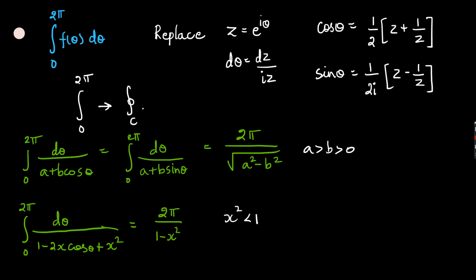Okay, so next, that is the basic one which you can use for closed contour and open contour. And for this second type of integral, 0 to 2 pi f of theta d theta, you will have to replace z equal to e to the power i theta, cos theta as 1 by 2 times (z plus 1 by z), sin theta as 1 by 2i times (z minus 1 by z), and d theta as dz by iz. So these cos theta and sin theta replacements are to be done only in the denominator. Please do not forget that.